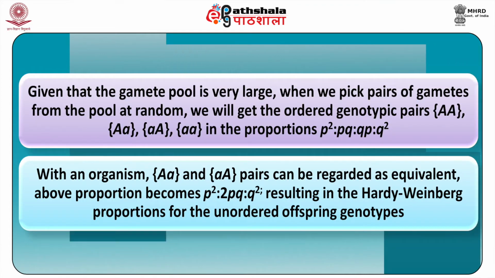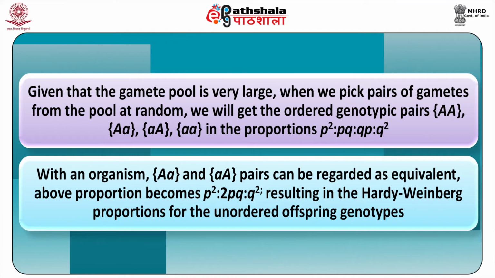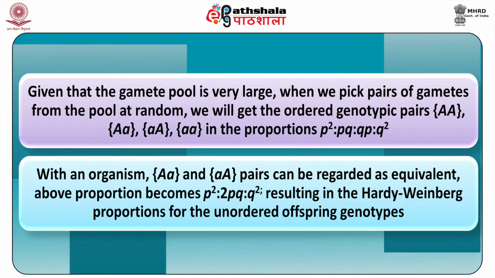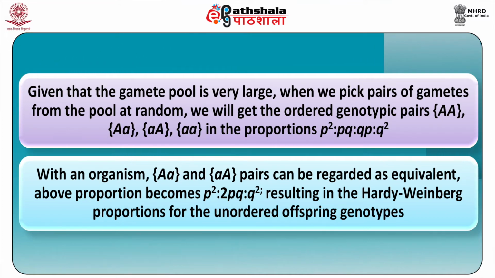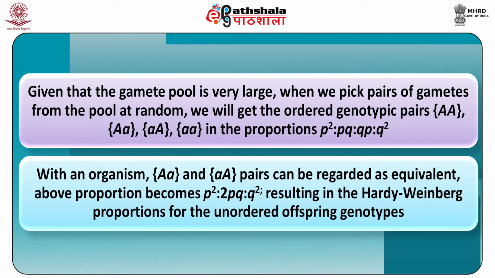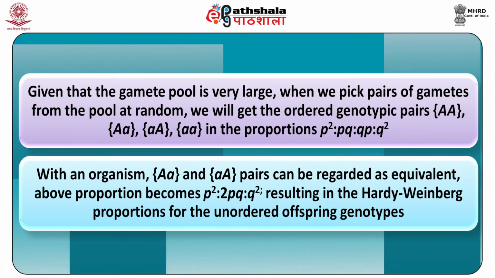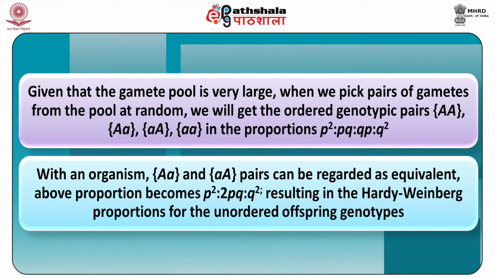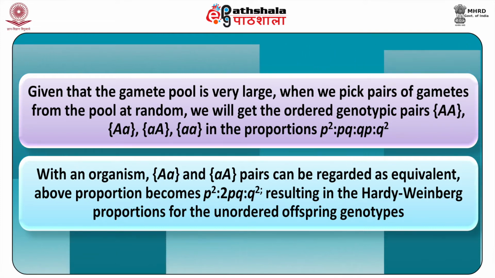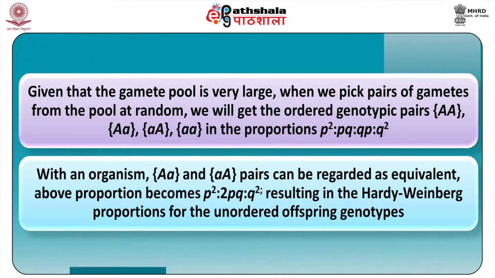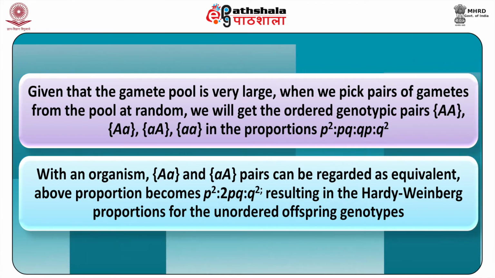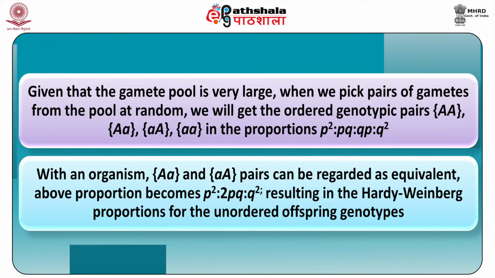Given that the gamete pool is very large, when we pick pairs of gametes from the pool at random, we will get the ordered genotype pairs homozygous dominant AA, heterozygous Aa, aA and homozygous recessive aa in the proportions p squared : pq : qp : q squared. With an organism, heterozygous Aa and aA pairs can be regarded as equivalent. The above proportions become p squared : 2pq : q squared, resulting in the Hardy-Weinberg proportions for the unordered offspring genotypes.